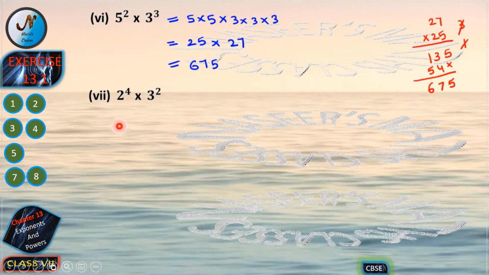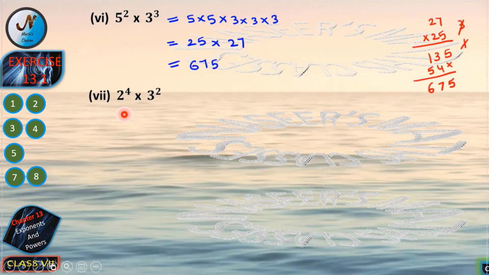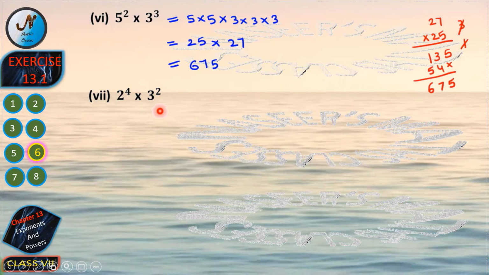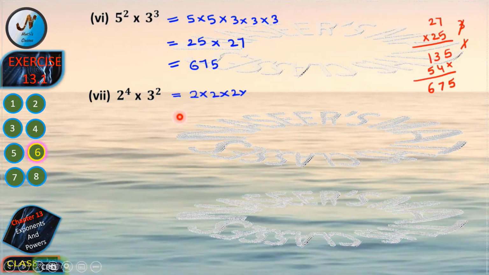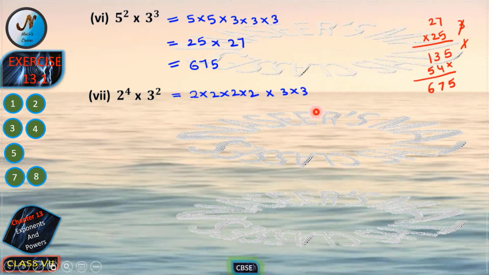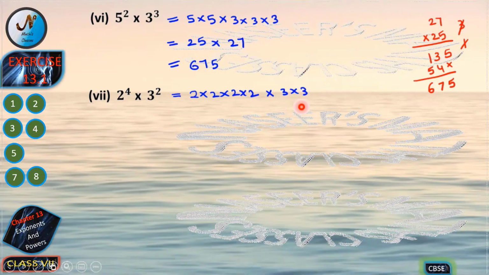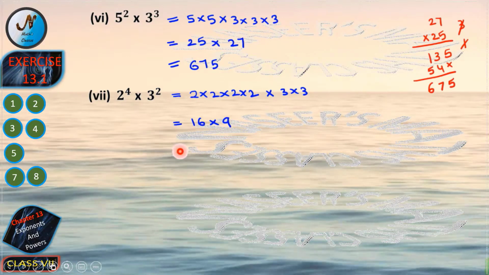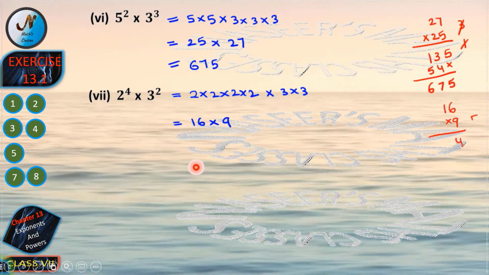Next, seventh one 2 power 4 into 3 square. 2 power 4 means 2 multiplied 4 times and 3 square means 3 multiplied 2 times, which can be written as 2 4 times multiplied with 3 multiplied 2 times, which is equal to 16 into 9. 16 into 9 is equal to 144.